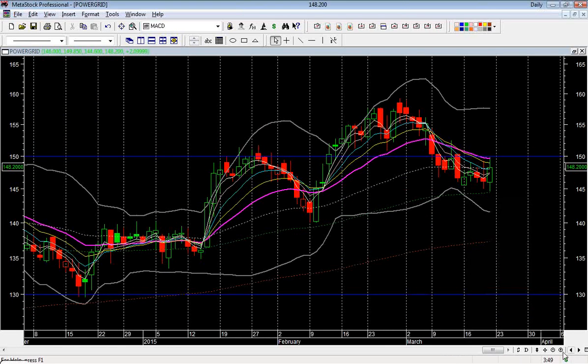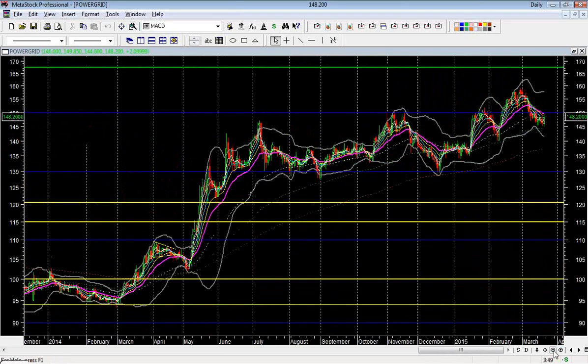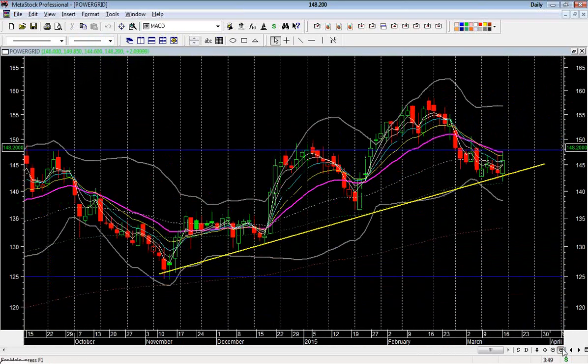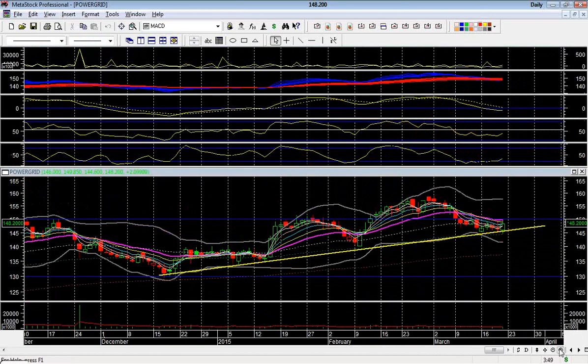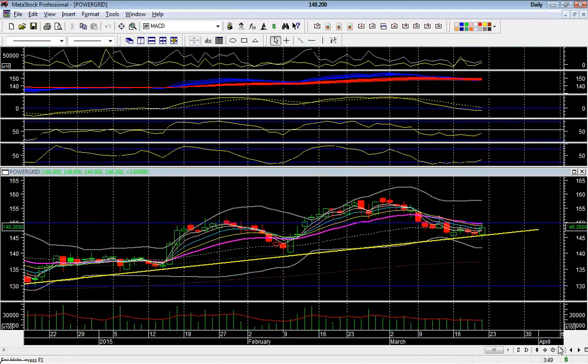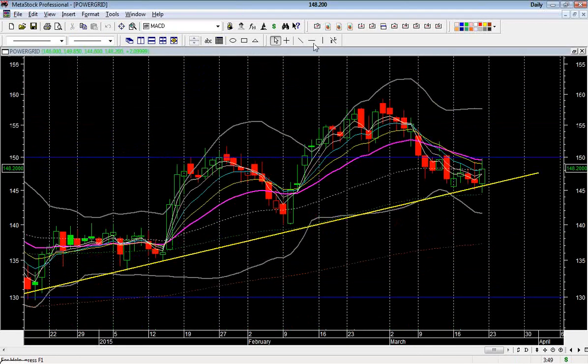Power Grid, okay. Interesting. Still would say higher tops, higher bottoms potentially. We'll have to see what this does in the days ahead. So that will be tough. I'd say wait, buy it above 152, otherwise just wait and watch.